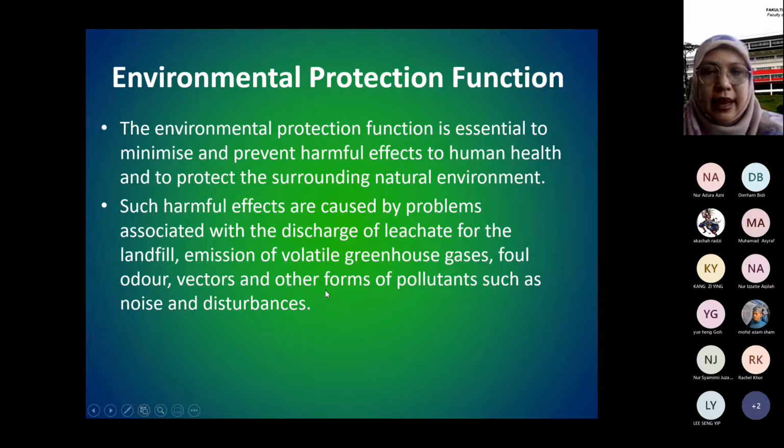And there are vectors and animals that can cause problems to the landfill. And noise and disturbances. If there is a community staying nearby the landfill site, noise could come from the trucks or lorries that carry the waste to the landfill sites, and also from the equipment being used at the landfill.